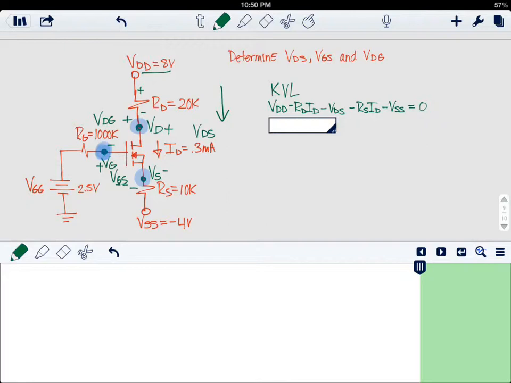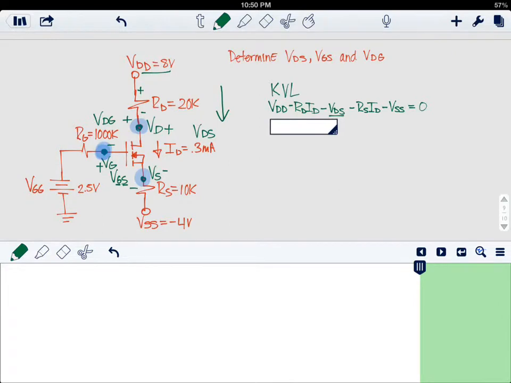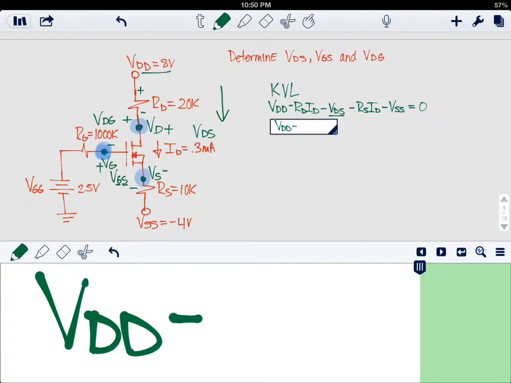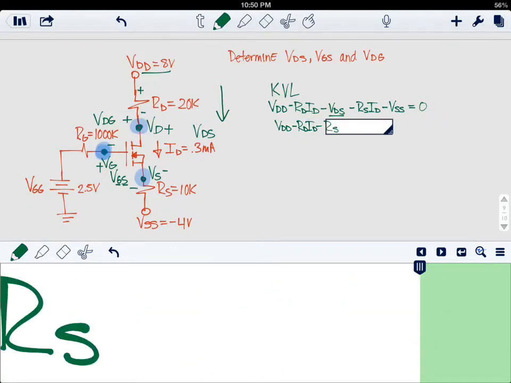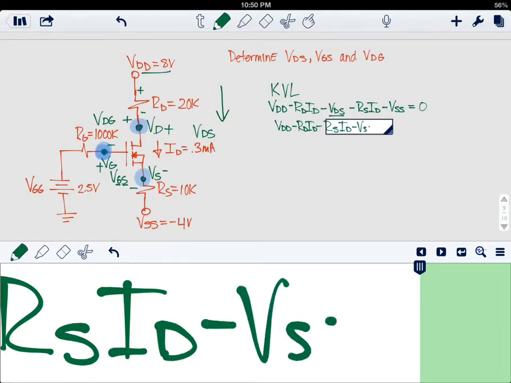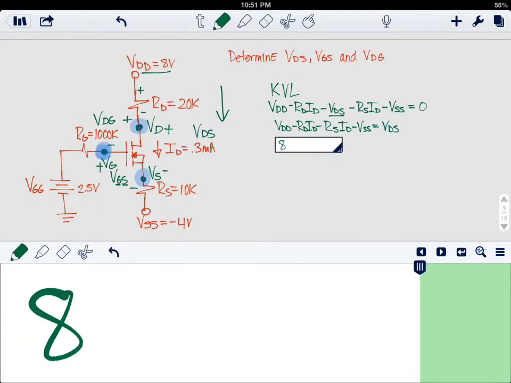Now we are looking for the voltage VDS. So what we do is that we solve for it. So we are left with the voltage source VDD, the voltage drop here, and the voltage drop here, and this other voltage source. And we substitute. We know that the voltage VDD is 8. We know that the resistor RD is 20 kilos.